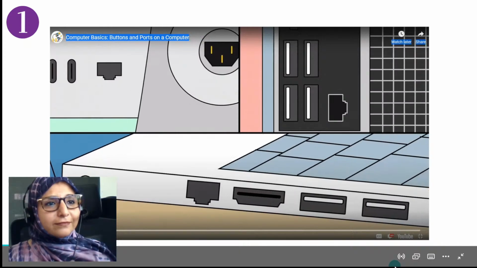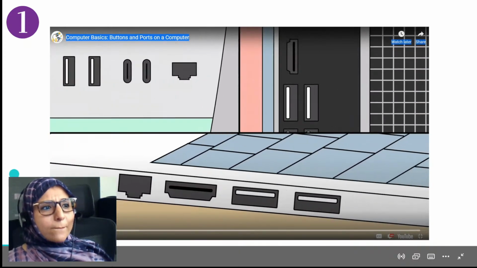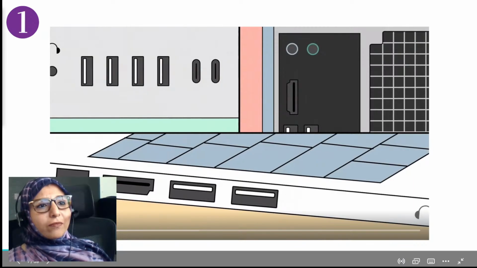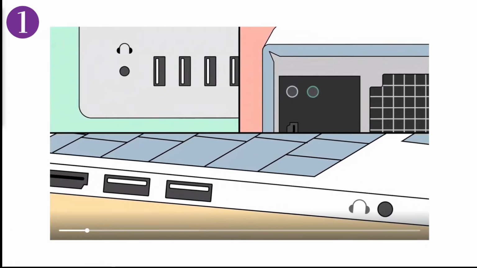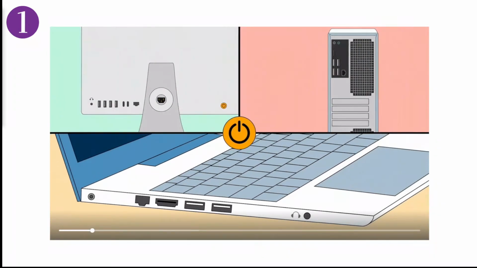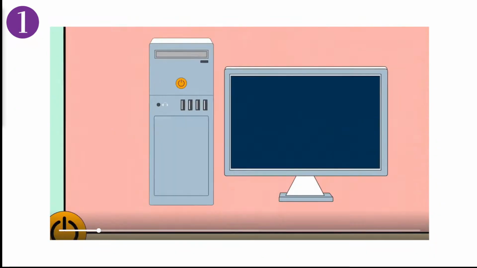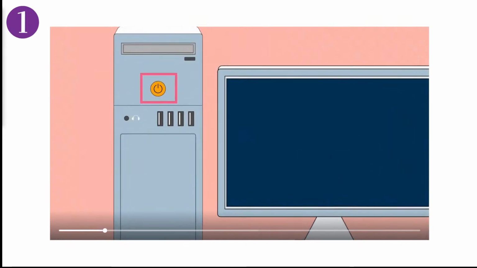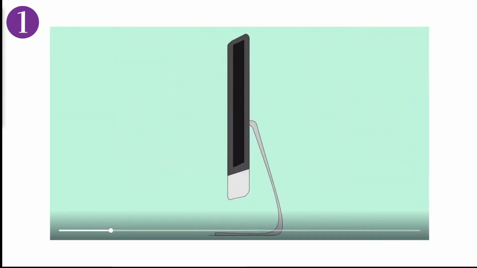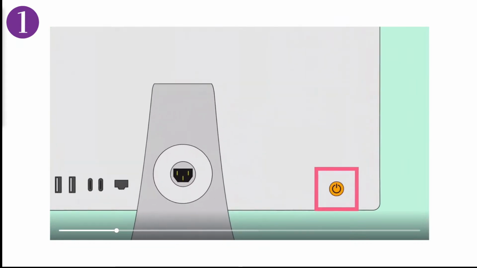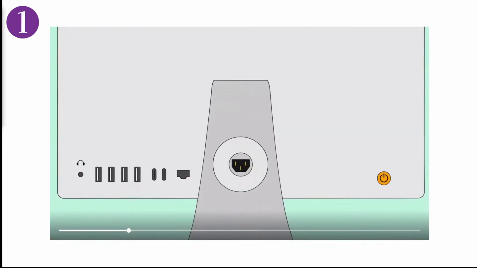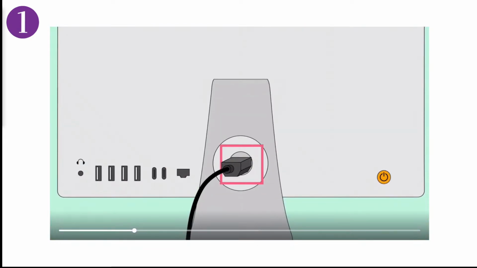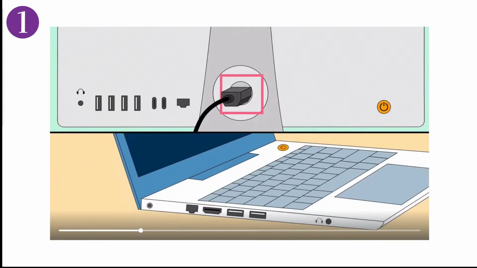Every computer has its own set of buttons and ports. In this video, we're going to talk about some of the most common ones, including what they're for and how to recognize them. Some buttons are universal, like the power button. Depending on the type of computer you have, it may be on the front, on the back behind the screen, or even on the inside when you open the lid. The power socket is where you'll connect the power cord. If you have a laptop, you'll have a charging port instead.